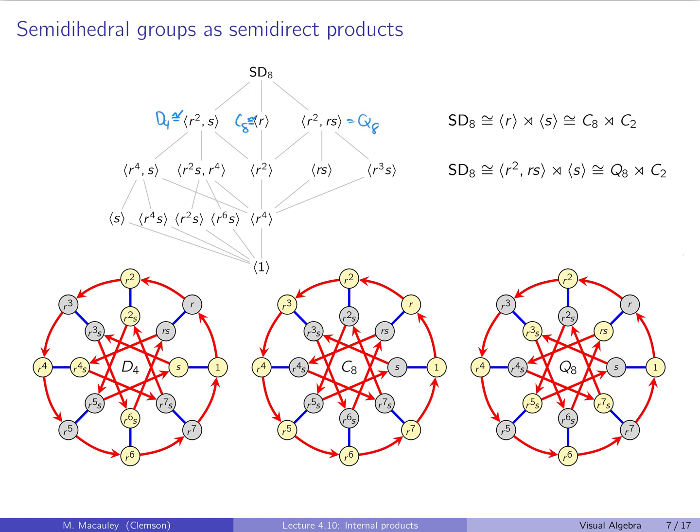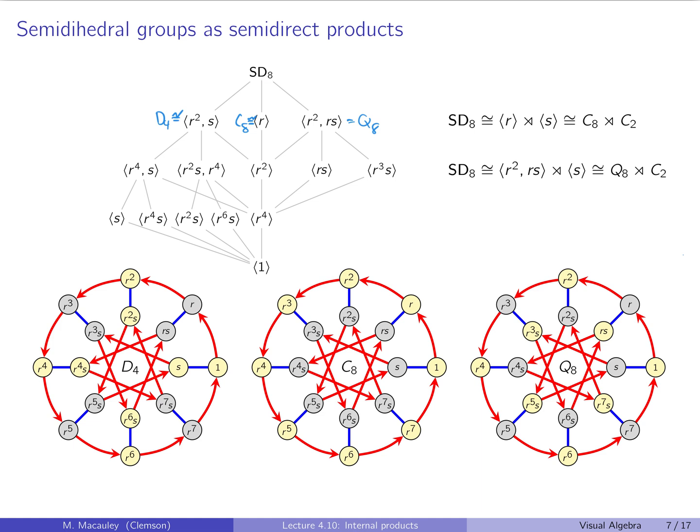Here are the corresponding subgroups in the Cayley graph. So D₈ is generated by R squared, a 90-degree rotation, and S. C8 are just the rotations, or I should say the powers of R, abstractly the rotations, and Q8 consists of these highlighted elements here.